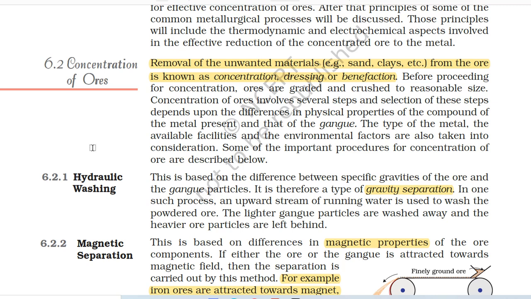6.2.1 Hydraulic washing. This is based on the difference between specific gravities of the ore and the gangue particles. It is therefore a type of gravity separation. In one such process, an upward stream of running water is used to wash the powdered ore. The lighter gangue particles are washed away and the heavier ore particles are left behind.